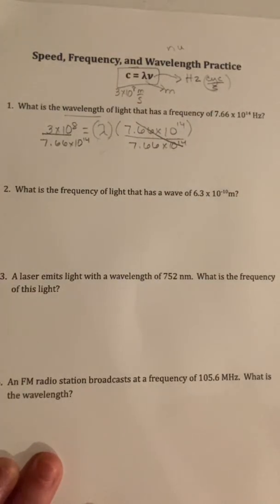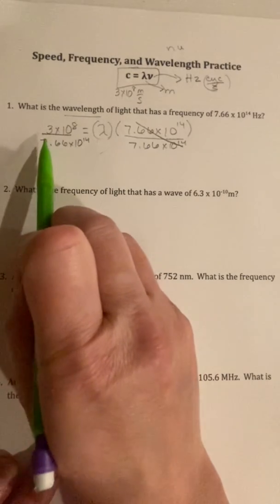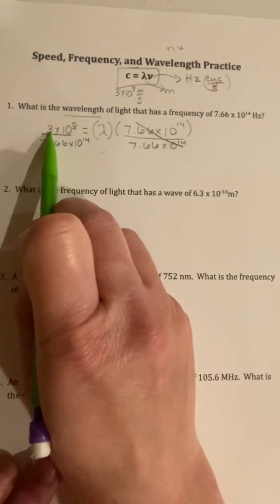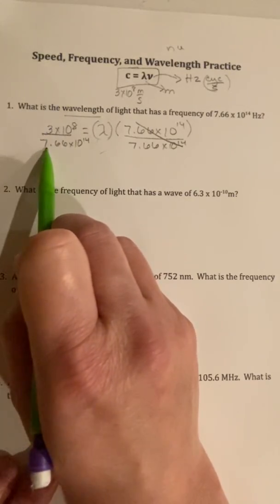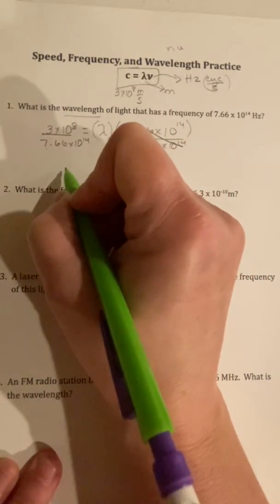So what I need to remember for my rules is I have to divide the numbers. So in my calculator, I'm going to take 3 divided by 7.66, and then I have to look at significant figures. This one is a constant number, so my significant figures are not based on that number. It's based on this bottom one. So there's 3. So I'm going to say 0.392.